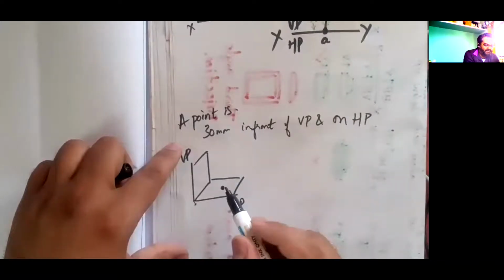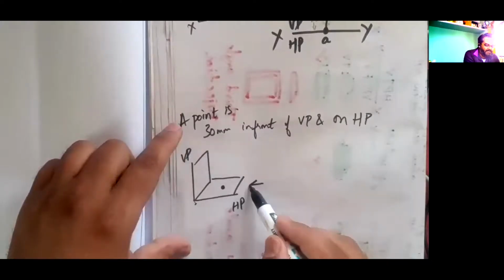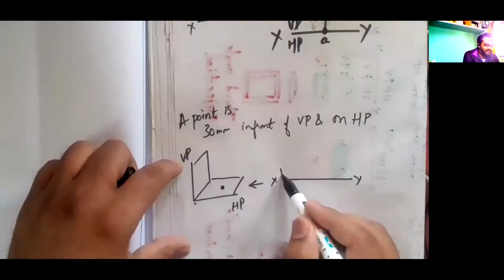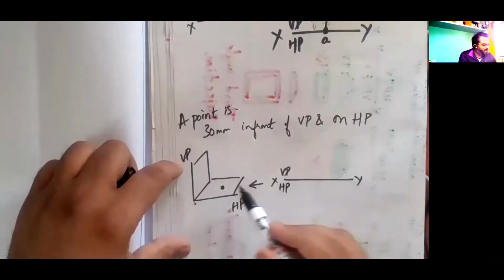And when an observer sees, I'll represent XY, VP, HP according to the first quadrant. Where is the front view? So where is the front view? Can anybody tell me?